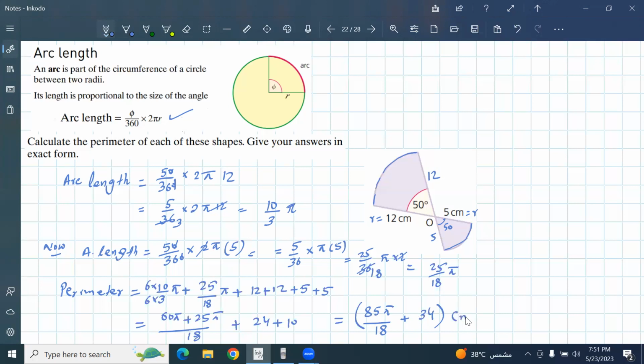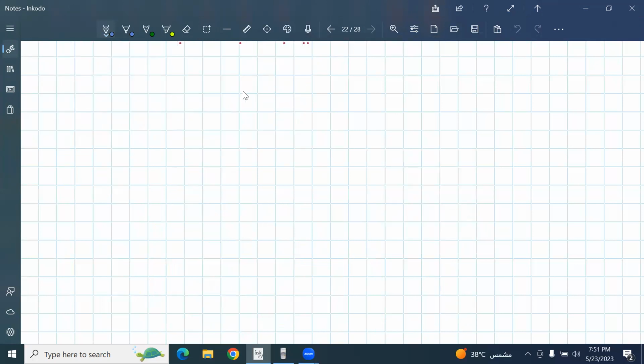We can say that it is in centimeter. I hope you understand this question. We move on to another question to utilize the concept of arc length. So let's have a look at the next question.